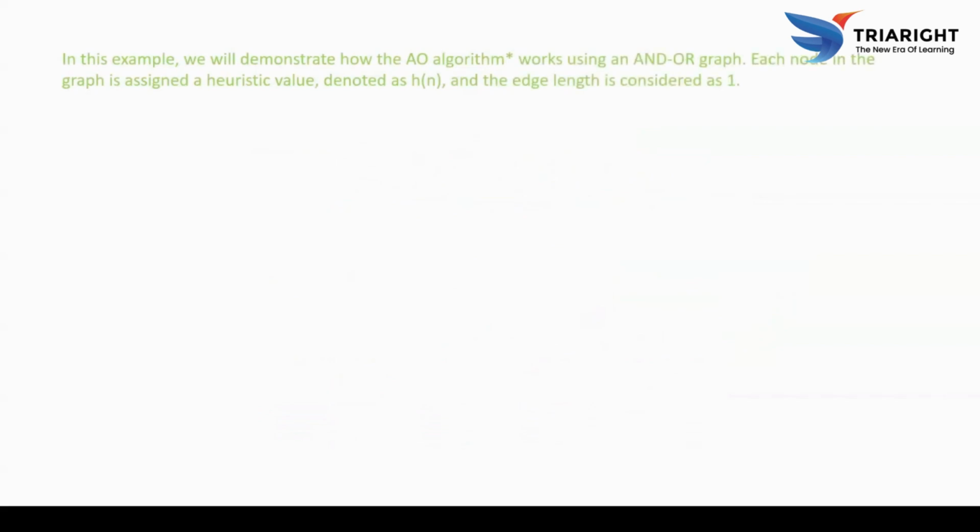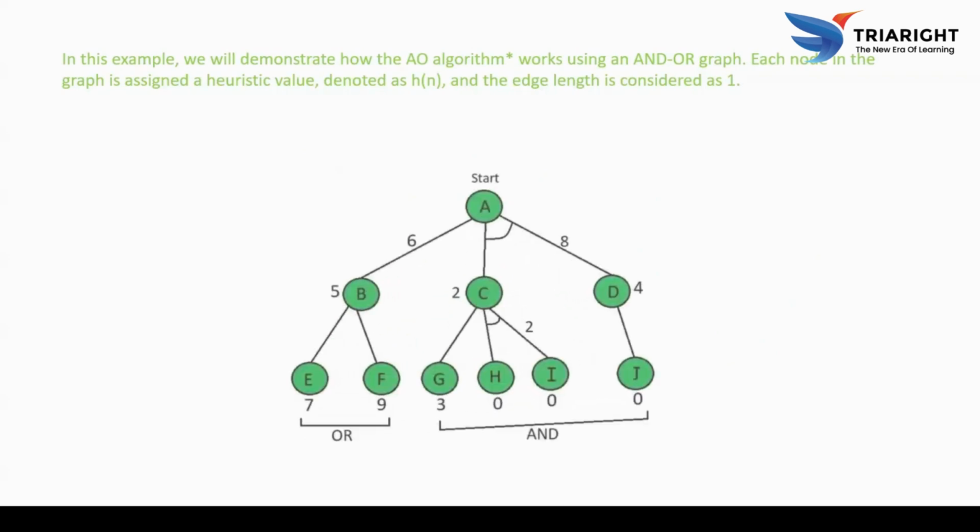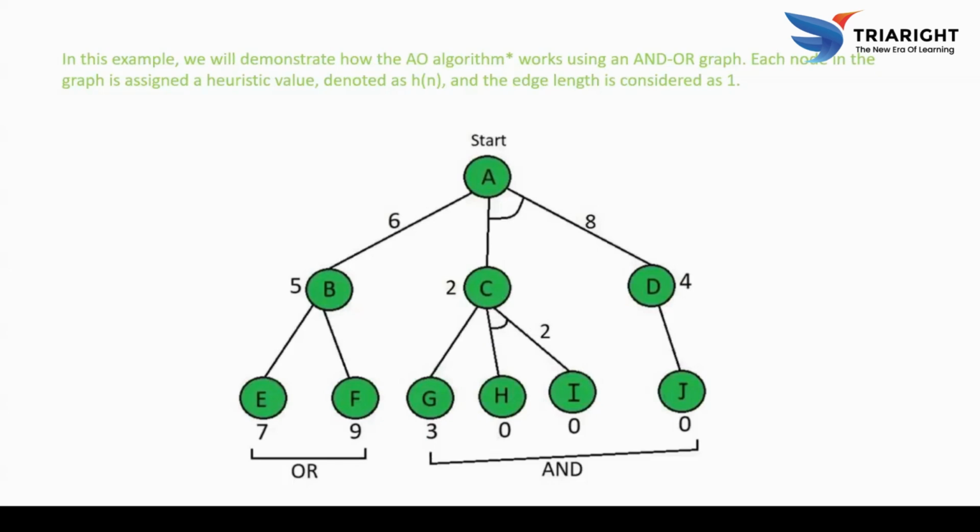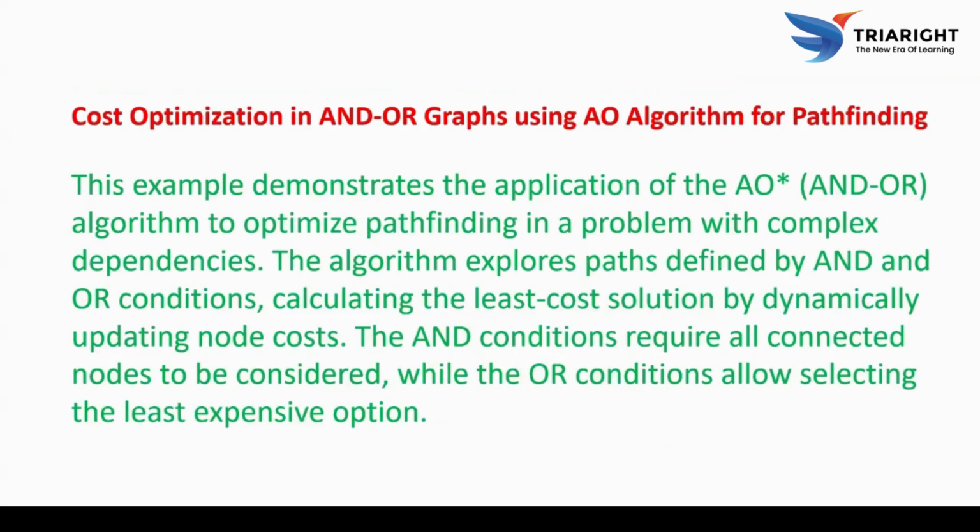In this example, we will demonstrate how the AO-star algorithm works using an AND-OR graph. Each node in the graph is assigned a heuristic value denoted as h(n), and the edge length is considered as 1. This is a simple example graph, showing cost optimization in an AND-OR graph using the AO-star algorithm for pathfinding.